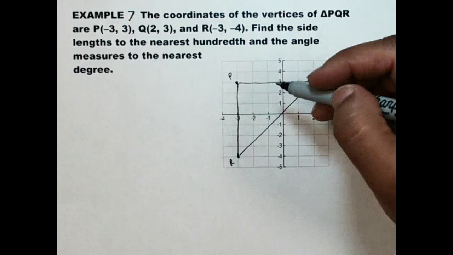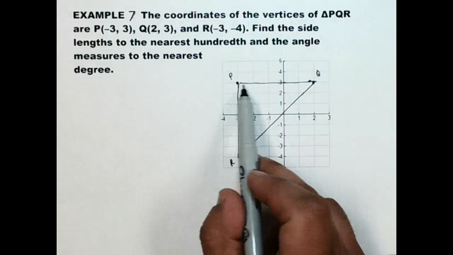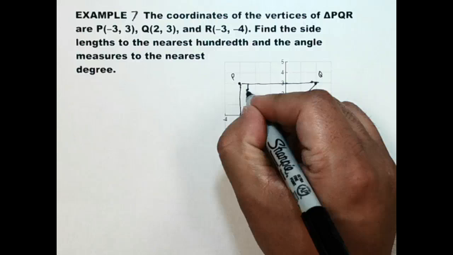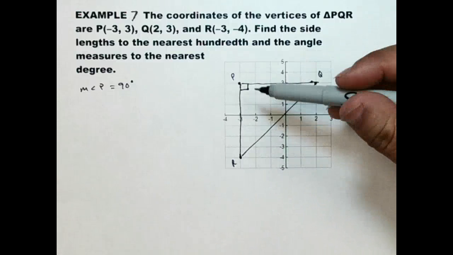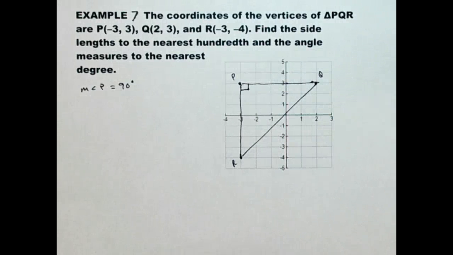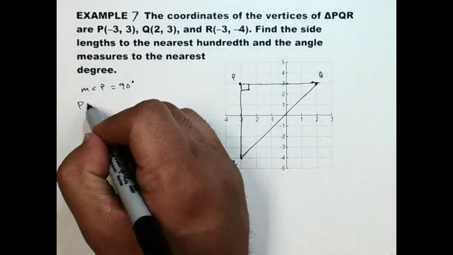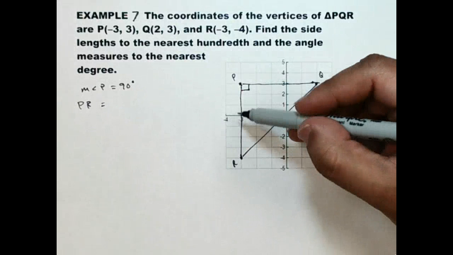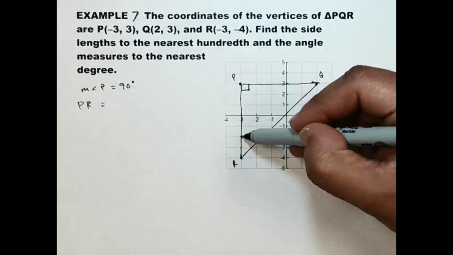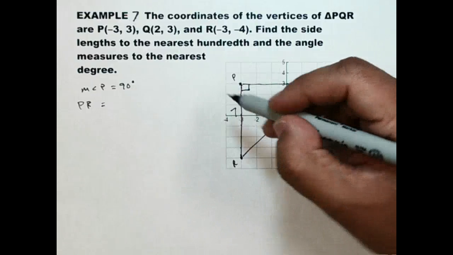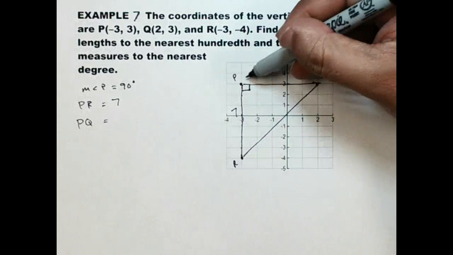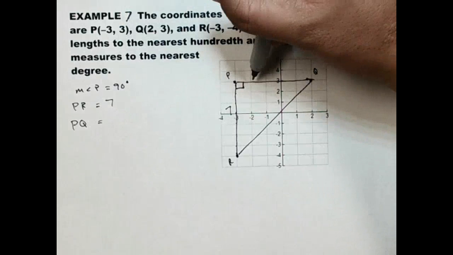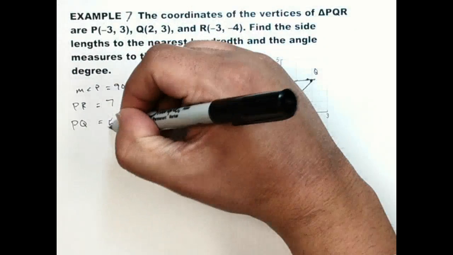All right, and it says find the side lengths to the nearest hundredth and the angle measures to the nearest degree. All right, so because this is a vertical line and PQ is a horizontal line, I know that angle P is going to be 90 degrees, because a horizontal line and a vertical line are perpendicular. The next thing that would be easy to find is the distance from P to R, because all I have to do is count. So from R, that's 1, 2, 3, 4, 5, 6, 7. So that's 7 units. And then PQ, if I count going horizontally, that's 1, 2, 3, 4, 5. So that's 5 units.